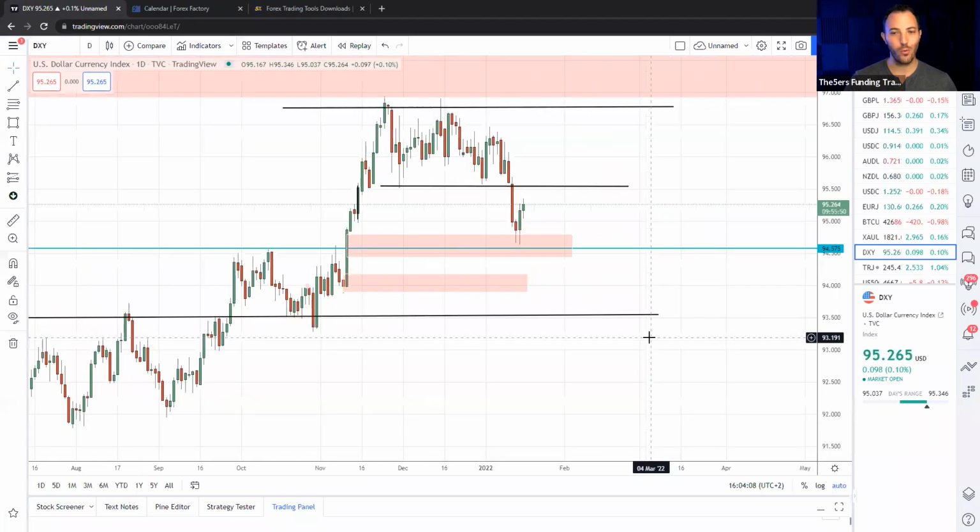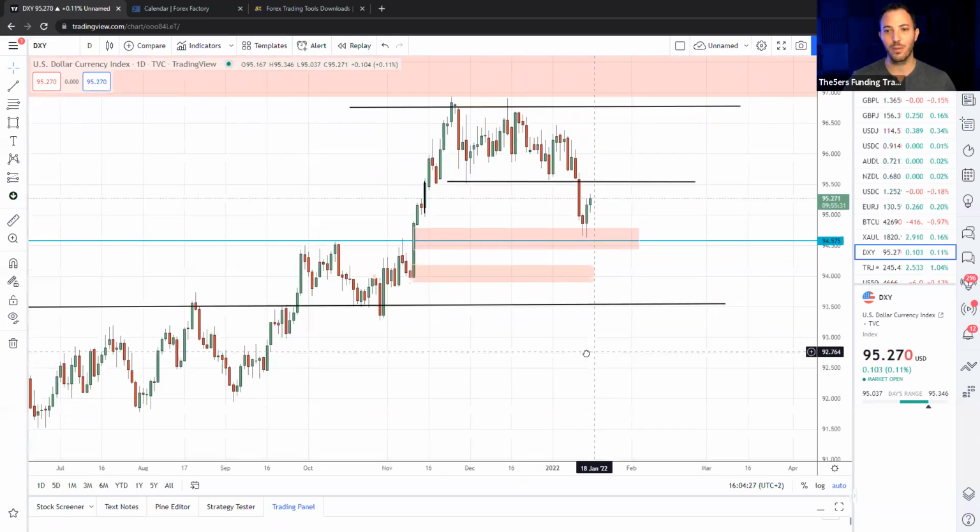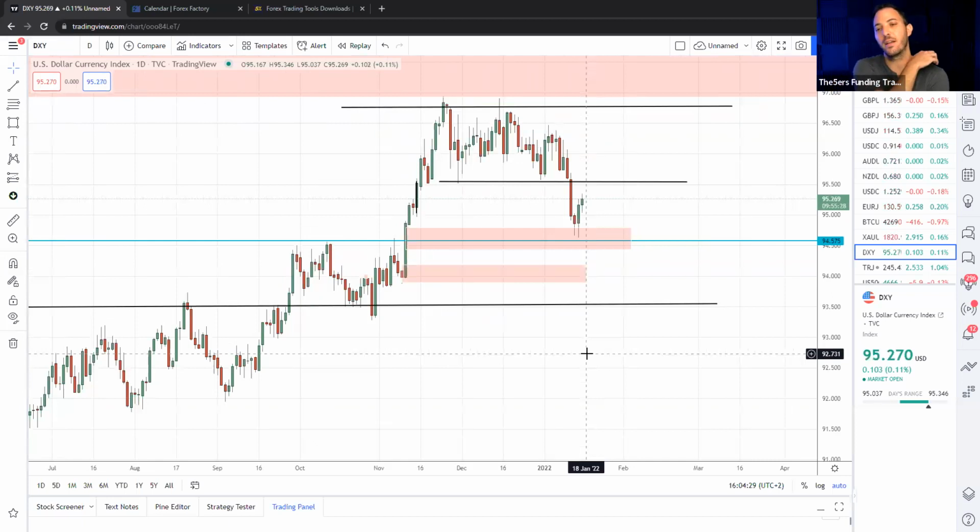What always amazes me is that I drew these areas and lines a long time ago, weeks ago, and every time I'm amazed to see how price reacts to those areas, which are key levels in the market. It's just demand and supply areas and support and resistance levels that the market reacts to.